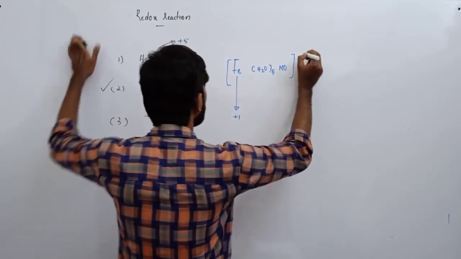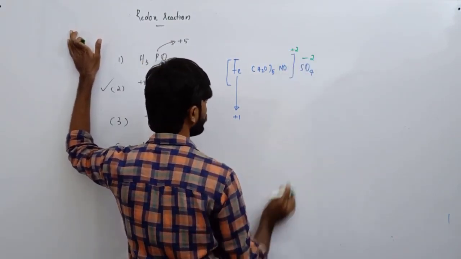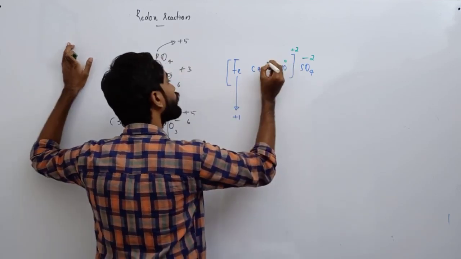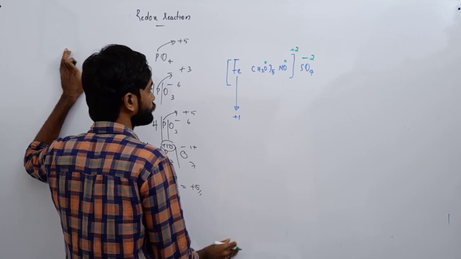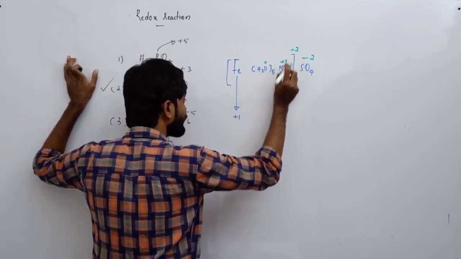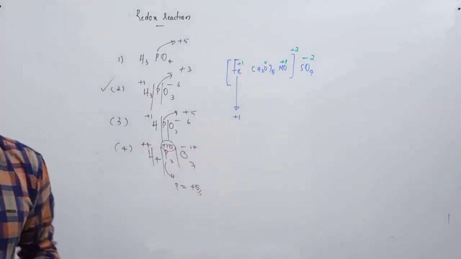the SO4 has a charge of -2, so this entity has a charge of +2, and the 5 water molecules are 0. Sorry, this is not a nitrosyl ion, this is a nitrosonium ion, +1. So hence iron should offer +1. Okay, I think it is discussed.